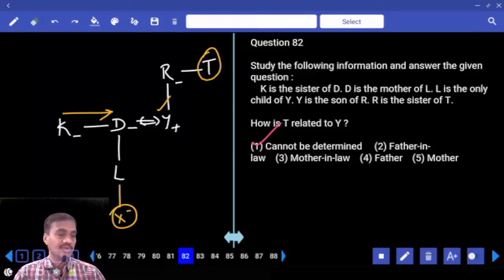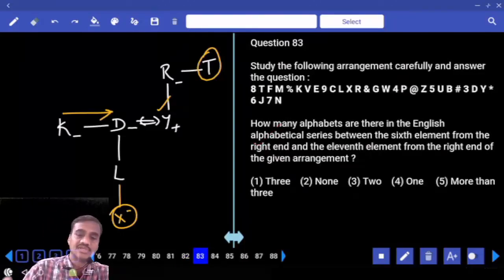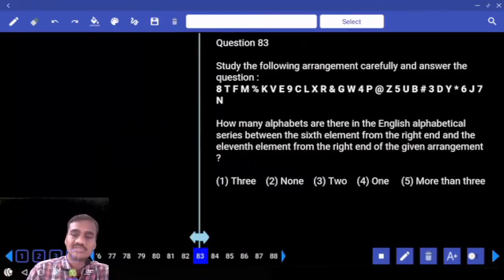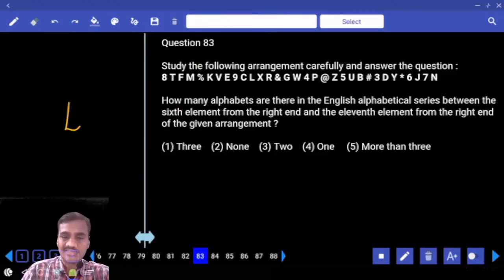Done? Then 83 onwards, 83 to 87. Now in this 83 to 87, it is based on what? Sequence. Now in this sequence, how many alphabets are there? The question is about a letter, between the 6th element from the right, 3, 4, 5, 6. What is the 6th element from the right?